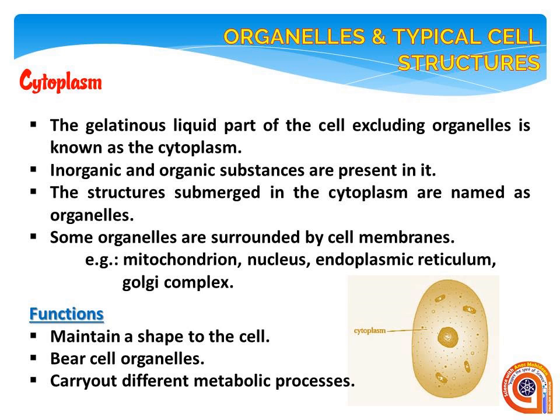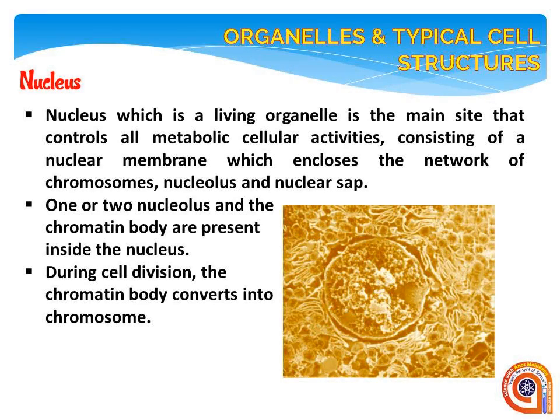And what are the functions here? Cytoplasm maintains the shape of the cell, because cytoplasm is the interior part. If the interior part is not present, the cell could be squeezed. So its presence helps to maintain the shape of the cell. It also bears all the organelles embedded in it, and different metabolic chemical activities are carried out inside the cytoplasm. And the next one is the nucleus.